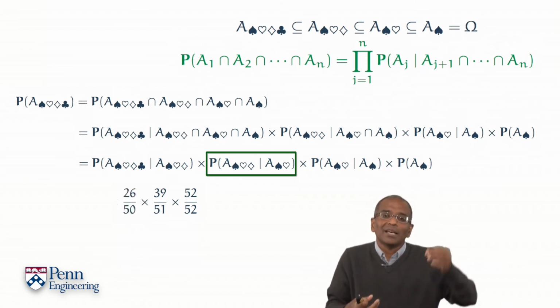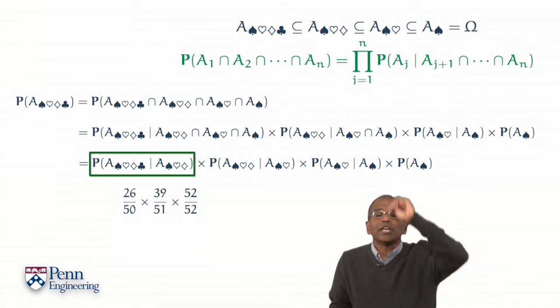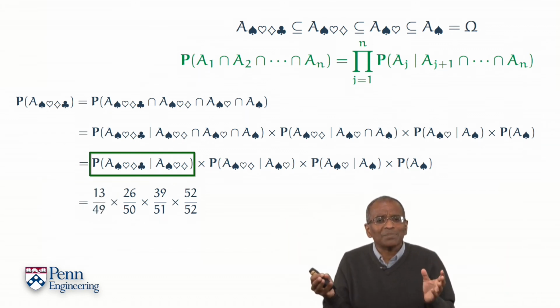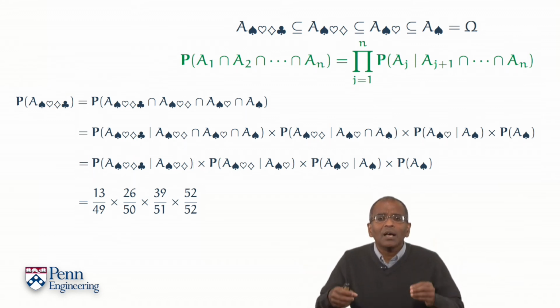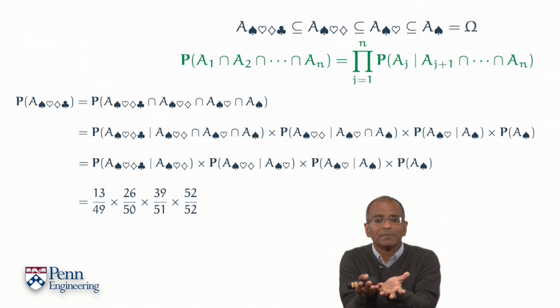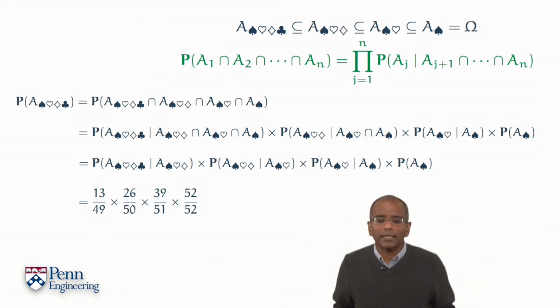And finally, the remaining ace of clubs has only 13 locations left once you place the other 3 aces, out of 49 locations. Notice how elegant and simple these conditional probabilities are, once you understand what exactly the chance creation mechanism is. And putting everything together, we obtain the following.